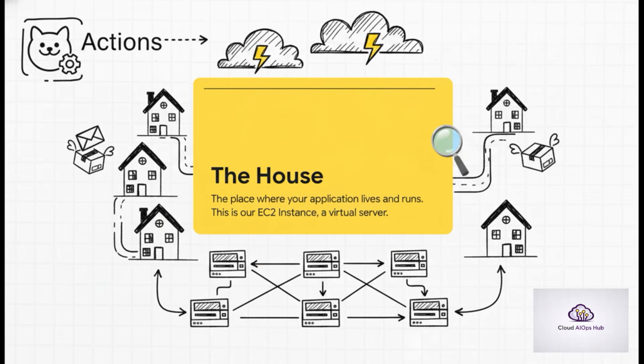And of course, inside that gated community is your house. It's the destination, right? It's where the delivery needs to end up. In our technical architecture, the house is our EC2 instance. It's the virtual server in the cloud where our application is actually going to live and do its thing.